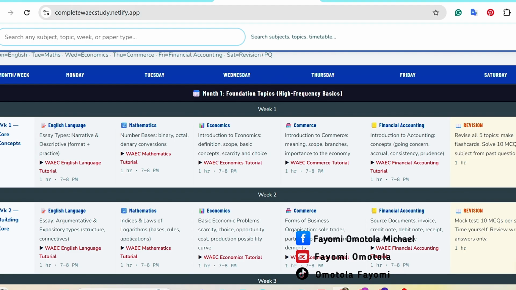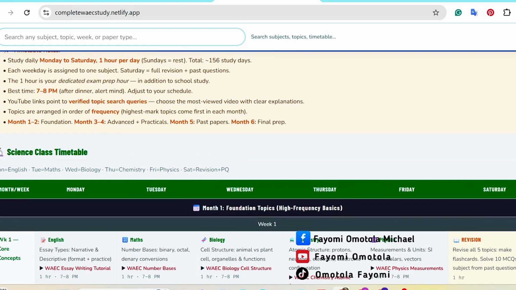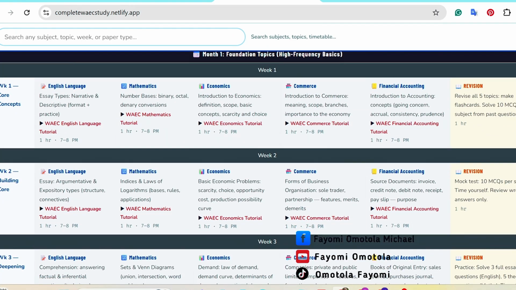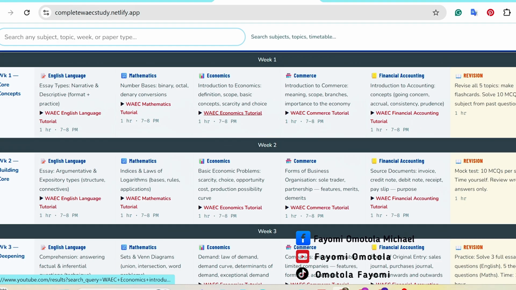So on the side for economics, for week 1, the topic there is an introduction to economics: definition, scope, and basics. The commercial class is blue color, and it is after the science class. Science class is green color. Just scroll down to the commercial class, which is blue color, week 1. So I will just click on the link of WAEC tutorial, and it takes us to the YouTube for that particular topic.